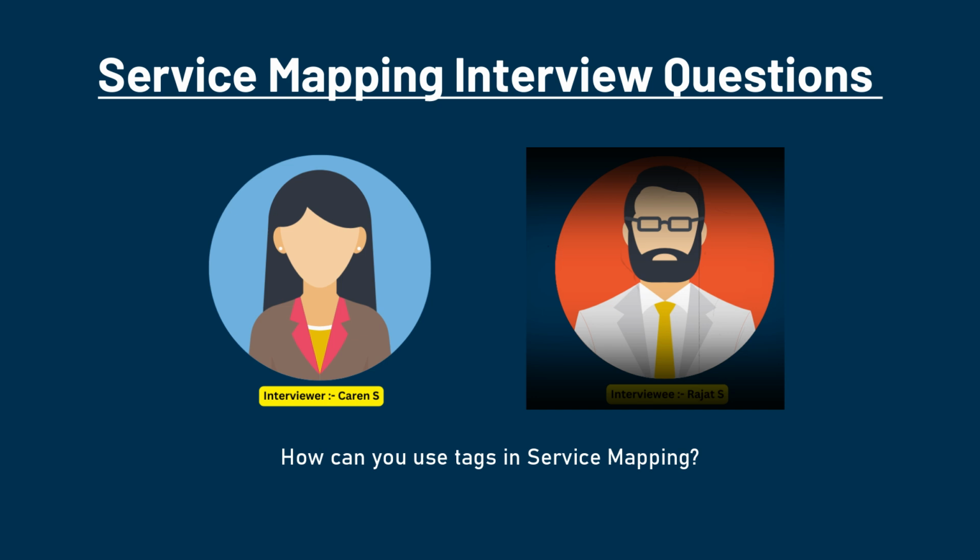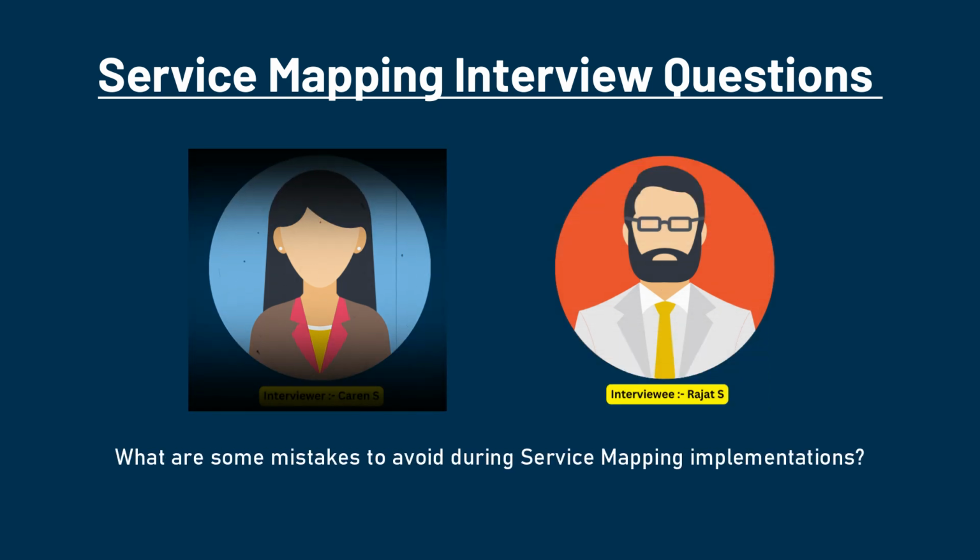So tags help group similar CIs or identify components that are part of a service. For example, environment equals prod. You can tag CIs and then create a dynamic CI group or filter for mapping or visualization. It is very useful in cloud and containerized setups. What are some mistakes to avoid during service mapping implementations?